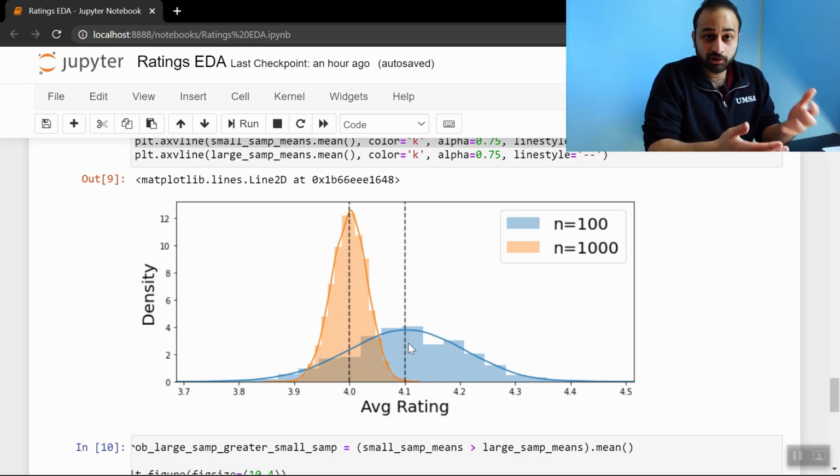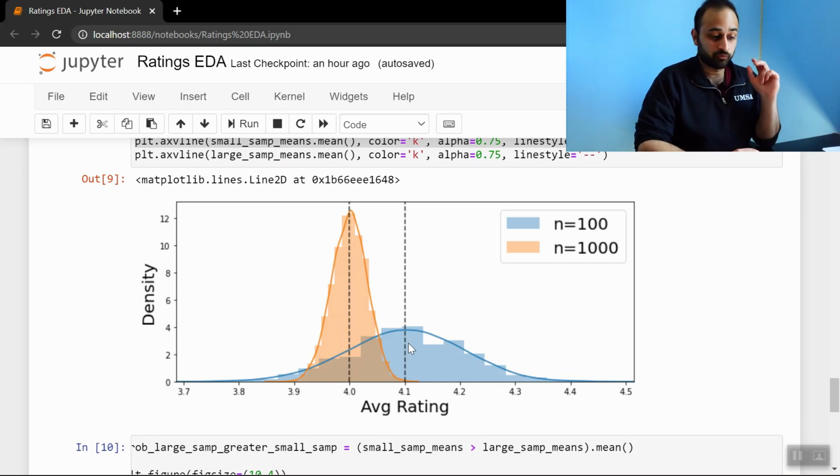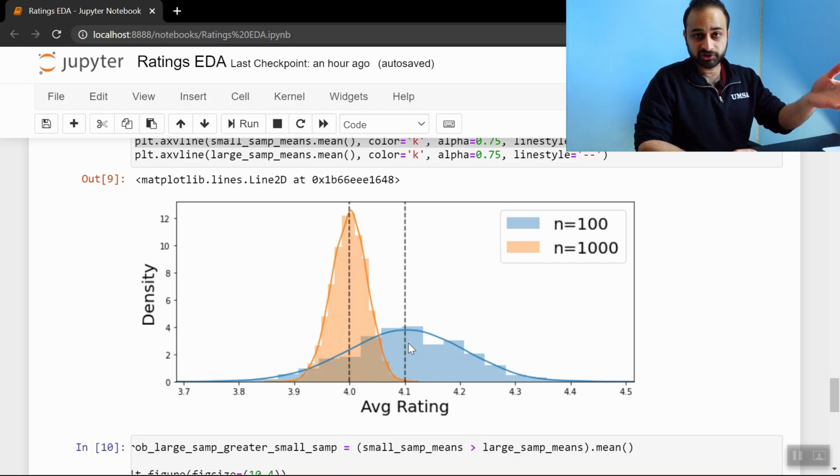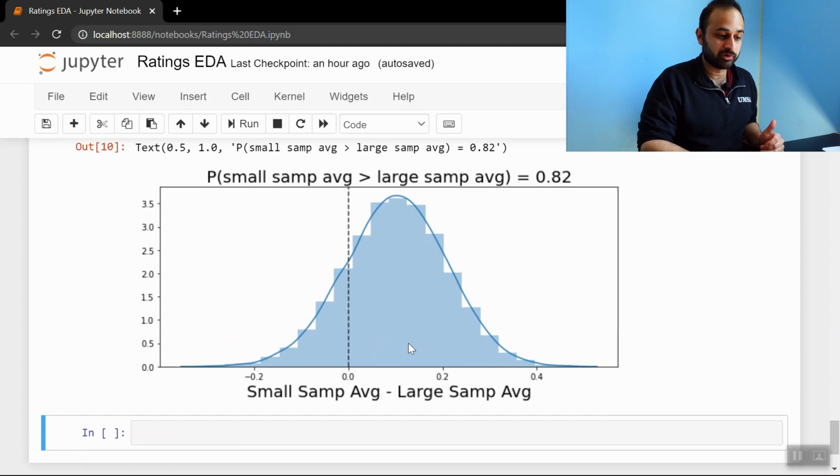Another look that we can do is this: we did the same number of Monte Carlo runs for the small sample size of 100 and the large sample size of 1,000. So what we can do is just take the difference between the average rating for each pair of runs if we line the runs up one by one. And that's the difference distribution you're seeing here.